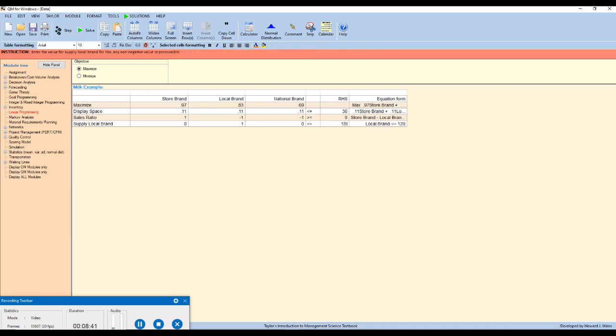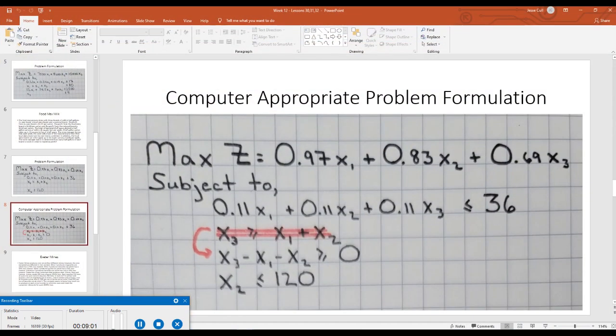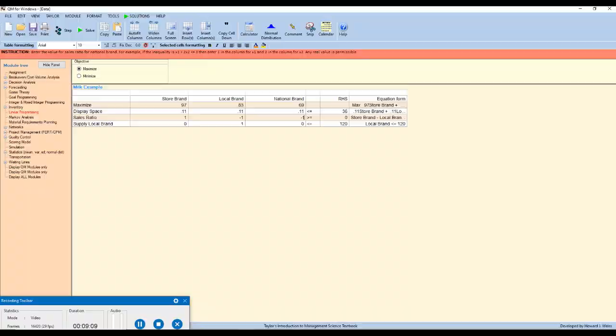Once all of this information has been entered, very simply, we're going to look at it. But I've made one small mistake, and it was an easy mistake to make. If we check here, we see x3 minus x1 minus x2. What I did was I made x1 positive instead of x3. So that's a mistake. We're going to go into QM, and we'll change that right here.